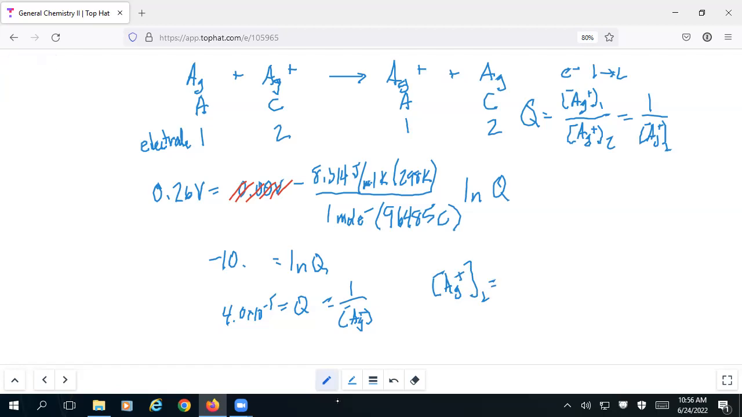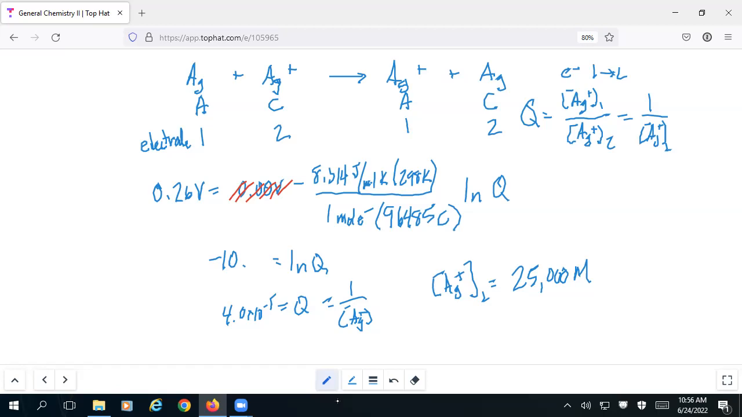And I'm going to get an extremely insane number. 25,000 molar as the concentration of the silver ion. So what does that tell us about our assumption? Well, what it should tell us is this is impossible to do. And the reason it's impossible to do is because we've got the electrons flowing the wrong way.